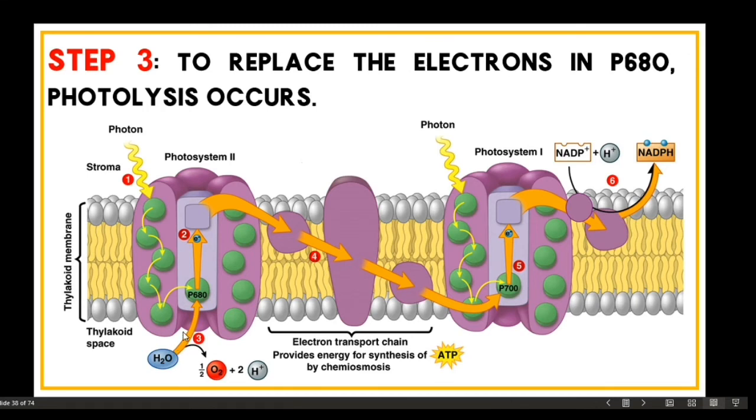When this happens, this is called photolysis. In the process, water is split into two protons, two electrons, and 1/2 oxygen. This 1/2 oxygen immediately bonds with another 1/2 oxygen to create one molecule of oxygen, which is then expelled by the plants through its stomata. This oxygen molecule contributes to the atmospheric oxygen that we humans breathe in.